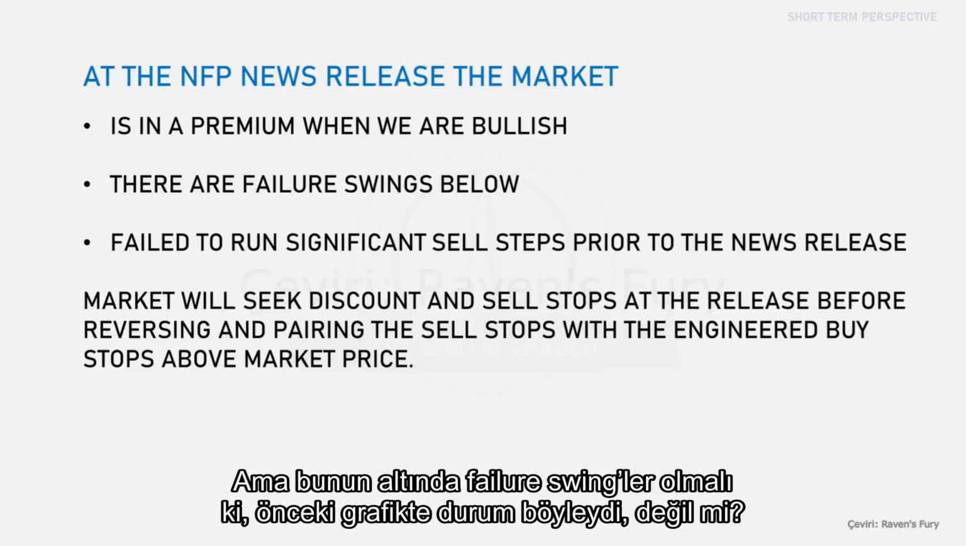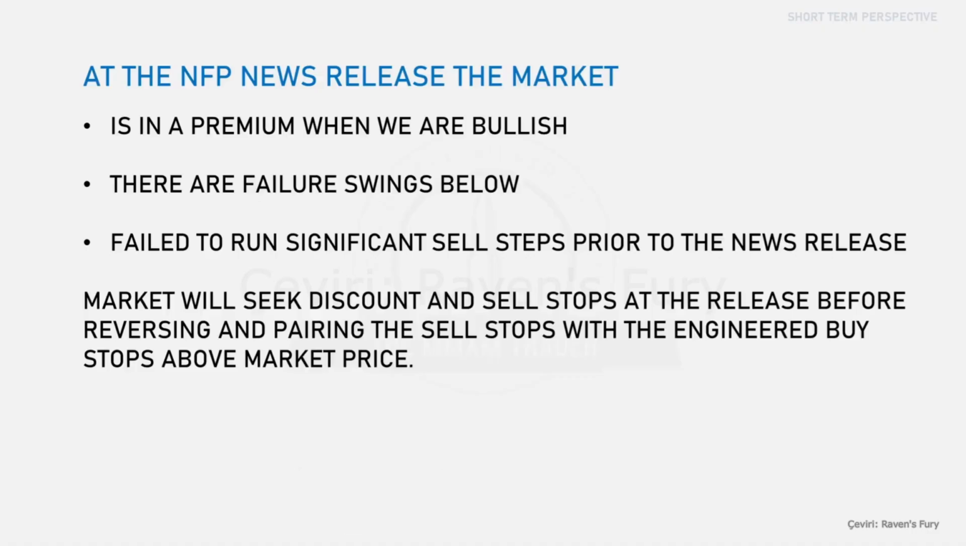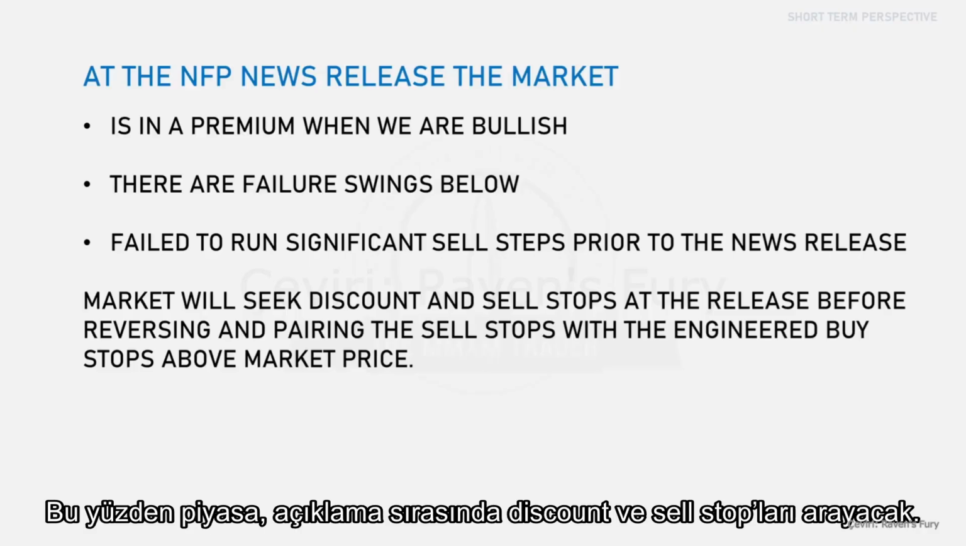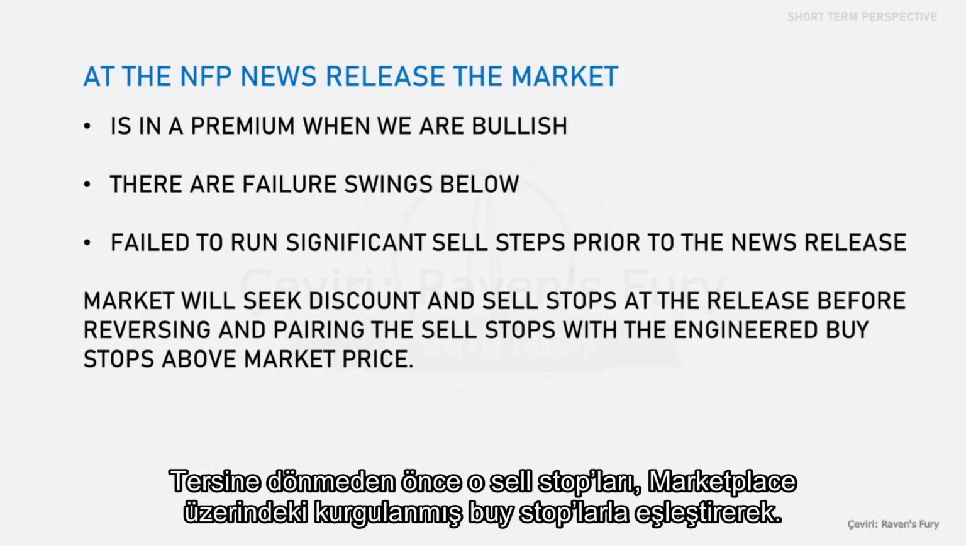But there have to be failure swings below us, which is the case in the previous chart, right? And then it failed to run those significant sell stops prior to that news release. So the market will seek discount and sell stops at the release before reversing, and then pairing those sell stops up with those engineered buy stops above the marketplace.